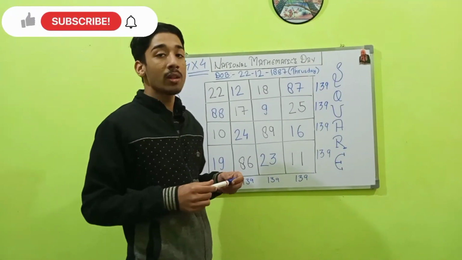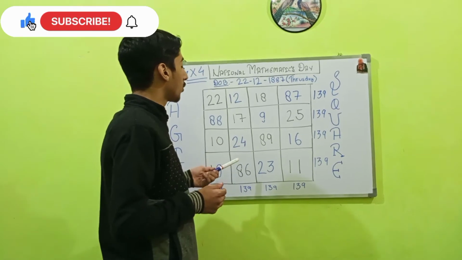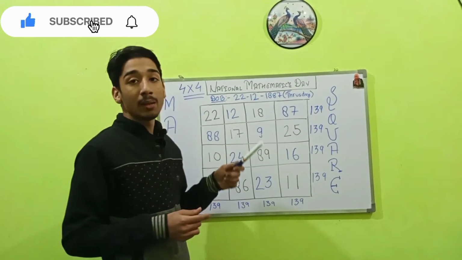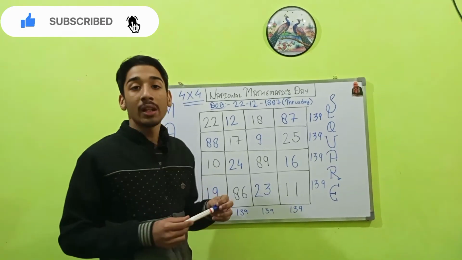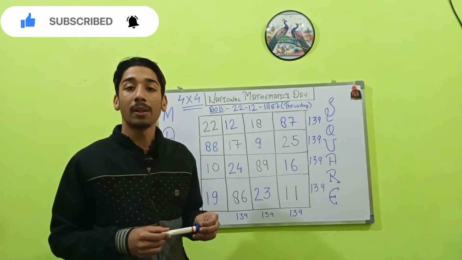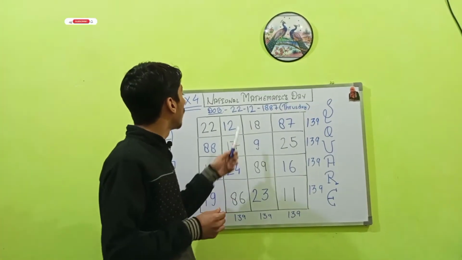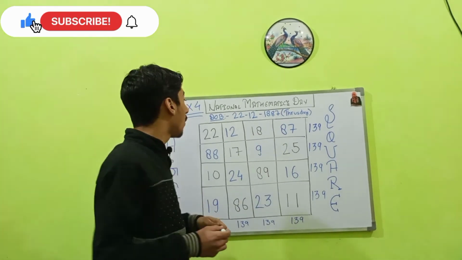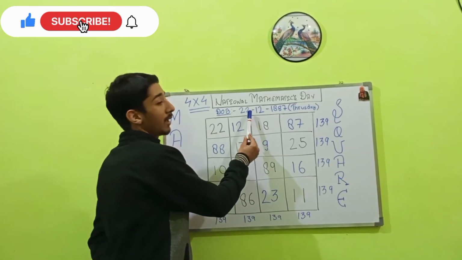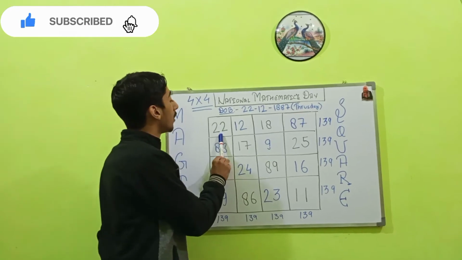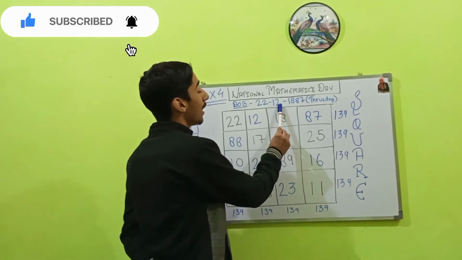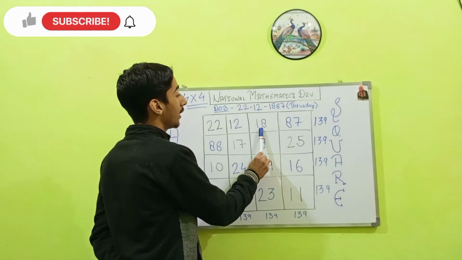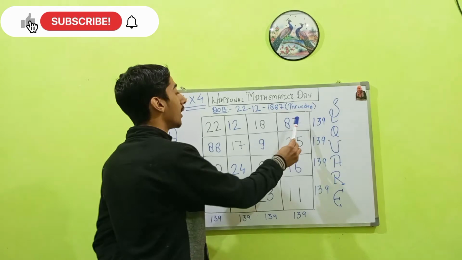So friends, as you can see here on the board, I have drawn a 4x4 square on which I have written some numbers, which is nothing but the date of birth of Srinivasa Ramanujan, the great Indian mathematician. His date of birth was 22/12/1887. I have written the date, 22, on the first side, then 12, that is the month, then 18, that is the century, and 87, that is the year.